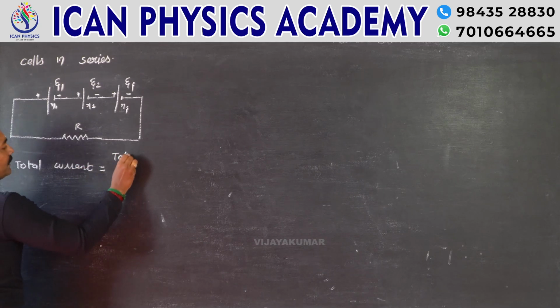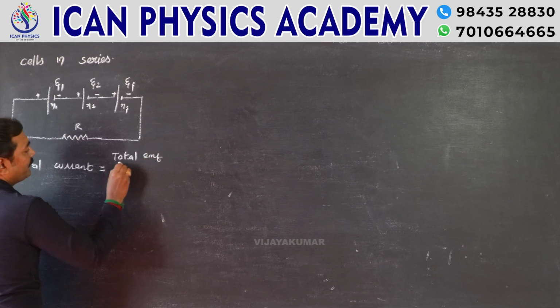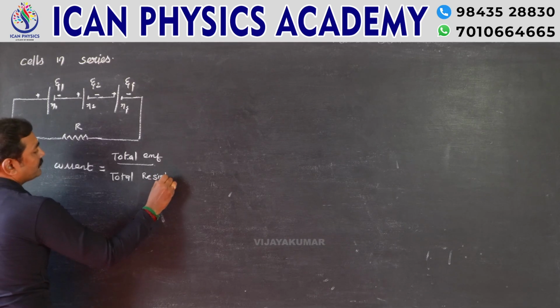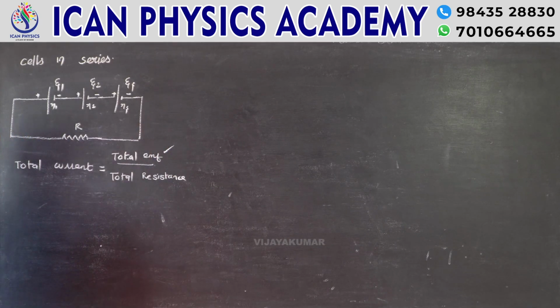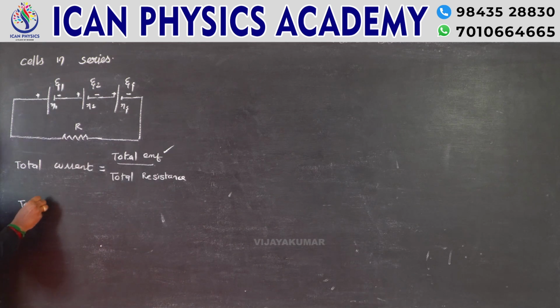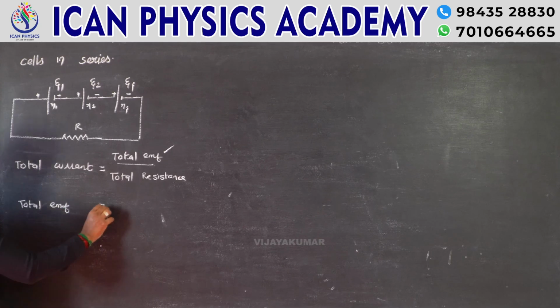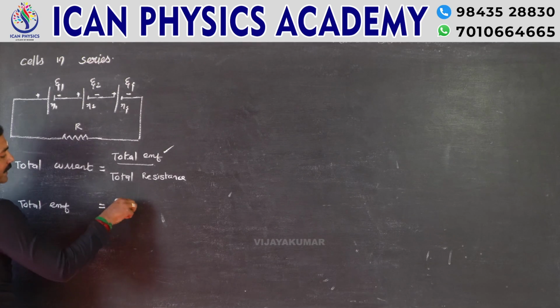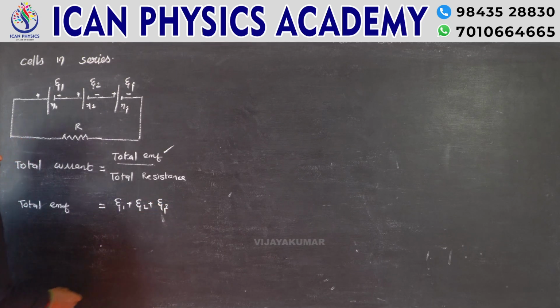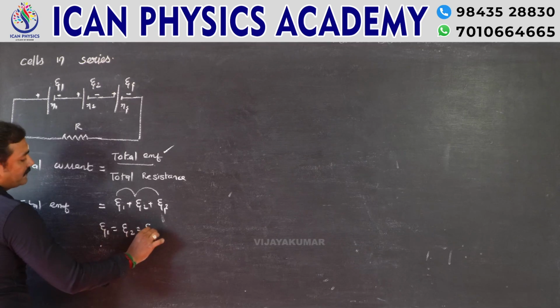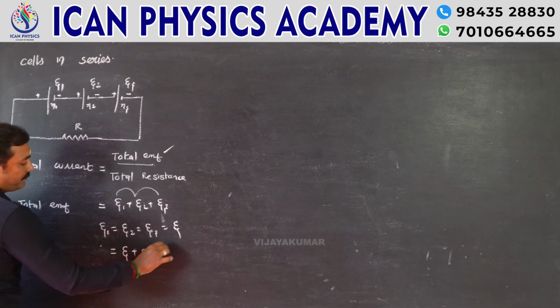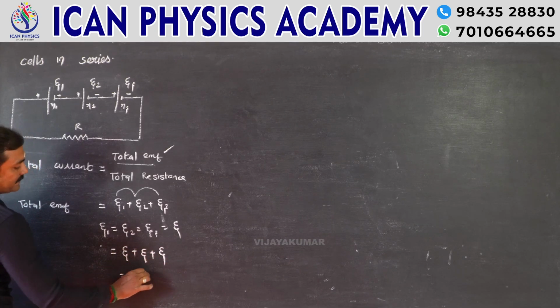equal to total EMF divided by total resistance. Okay. So, total EMF. First, we have to calculate total EMF. So, how can we calculate total EMF? EMF of the first one, second one, and the third one. So, psi 1 plus psi 2 plus psi 3. Let these all be equal. Psi 1 equal to psi 2 equal to psi 3 equal to psi. So, we can write psi plus psi plus psi. Then we can say 3 psi.